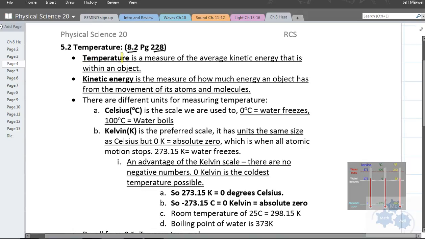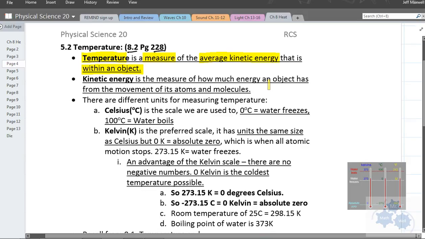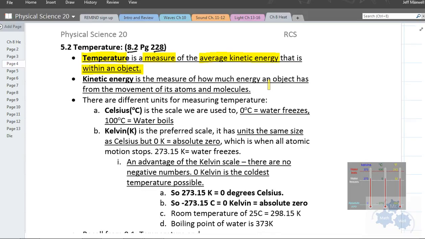Temperature is a measure of the average kinetic energy that is within an object, or that an object possesses. Average kinetic energy. Remember, we talked about the kinetic molecular theory, that all particles are always moving, right? Well, in solid form, we said that the particles really aren't moving that much. They're just kind of vibrating, and they're holding a fairly rigid sort of shape and structure. Well, if we increase the temperature of solid ice, as an example we used, then the particles gather more energy, right? And they start to change state at a certain temperature.